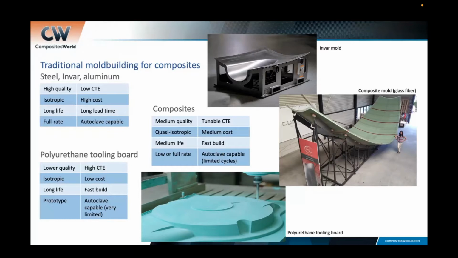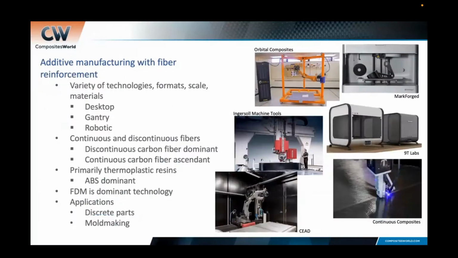And then the third material is a polyurethane tooling board. It tends to be used in a prototyping environment, can be partially autoclave capable, but the benefits here are relatively low cost and very fast build. This material is easily machinable and can be used to test designs in a prototyping environment, and that's generally where they're favored. So I want to talk briefly now about additive manufacturing.